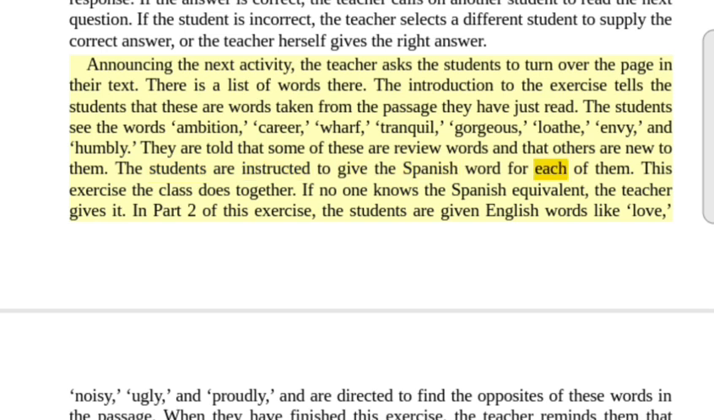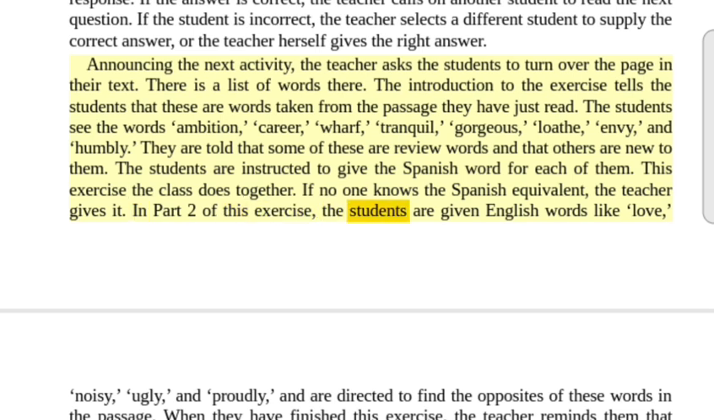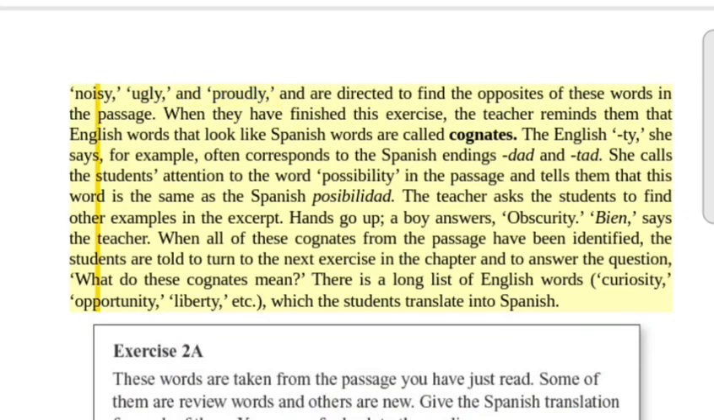This exercise the class does together. If no one knows the Spanish equivalent, the teacher gives it. In part 2 of this exercise, the students are given English words like love, noisy, ugly, and proudly, and are directed to find the opposites of these words in the passage.